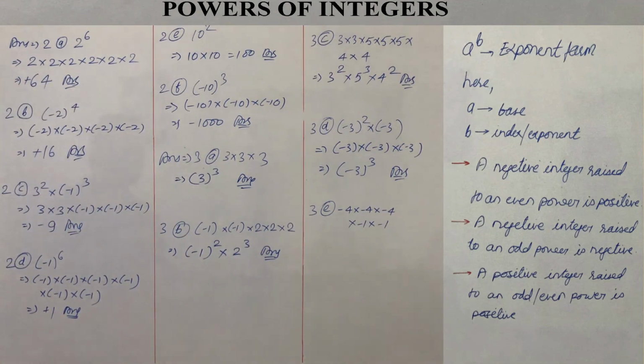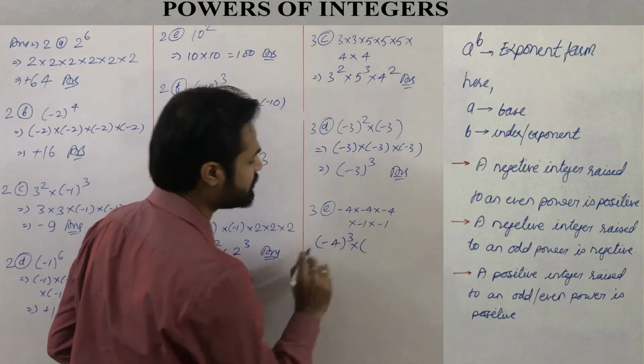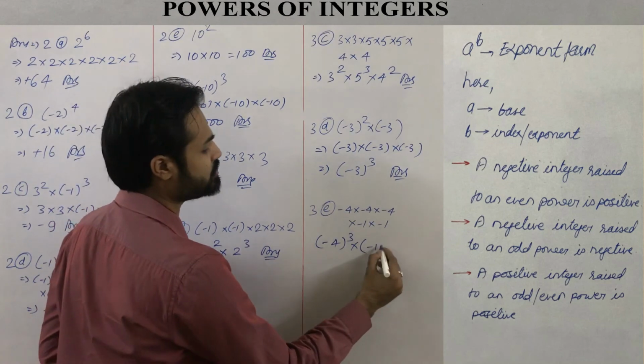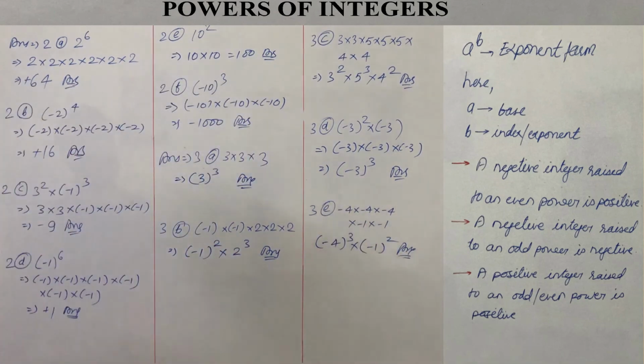Next, minus 4 into minus 4 into minus 4. Minus 4 to the power of 3 into minus 1 and minus 1. So minus 1 to the power of 2. So these are all correct final answers.